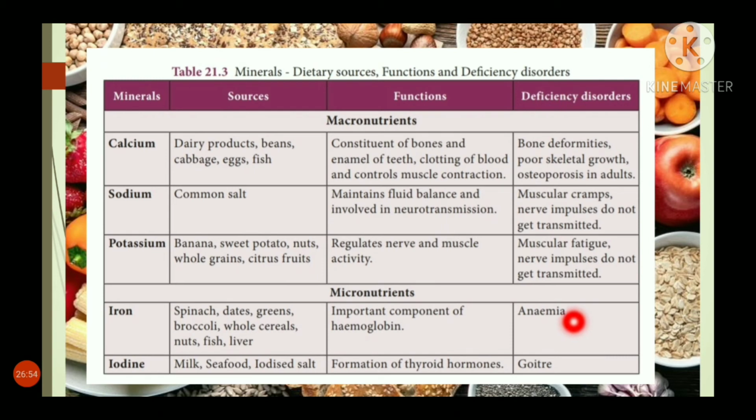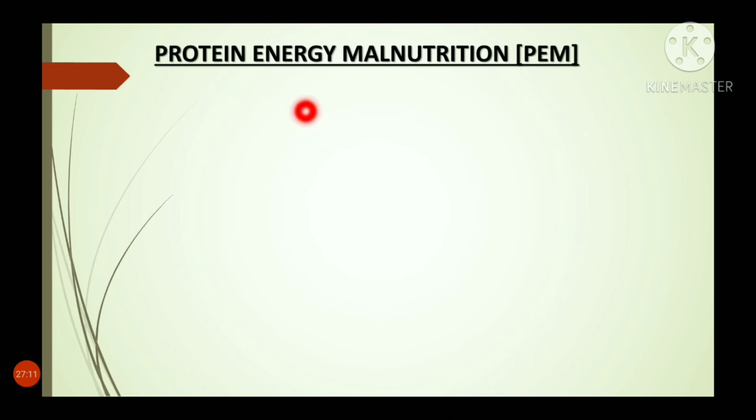Goiter is nothing but the area below your neck, the throat area, bulging like a balloon. So that is said to be goiter. Are you clear with this, macro and micronutrients of minerals? Next is protein energy malnutrition, that is PEM.